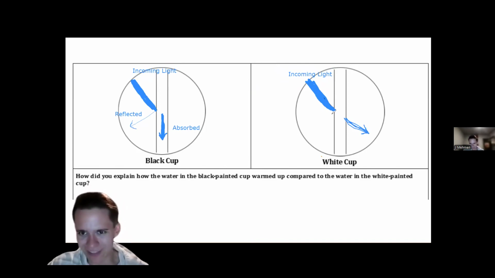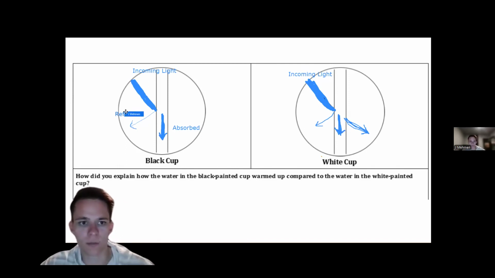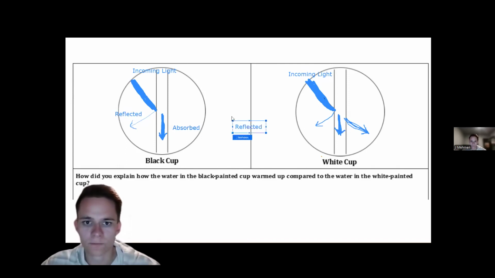17% is being reflected, a little bit less, but still not very high, is being reflected. So if only a little bit's being transmitted, if only a little bit's being reflected, where is most of it going? Most of it is being absorbed into the cup itself. So again, I have a little bit that's reflected. I have a little bit that's absorbed.